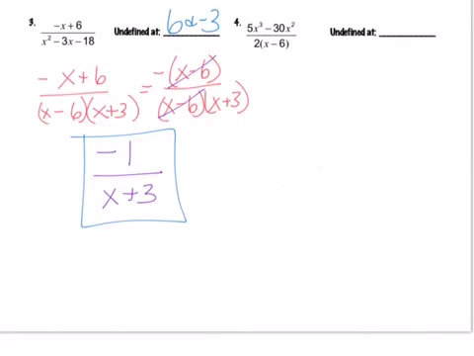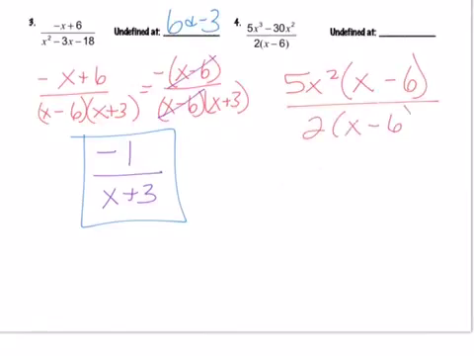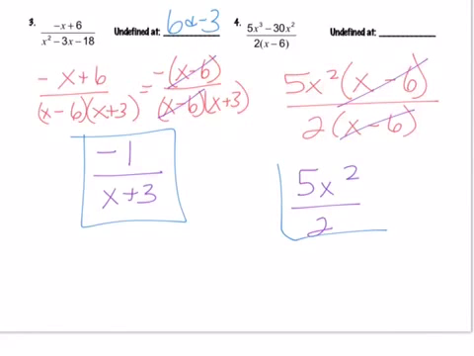Number 4. Again, I'm going to factor, and this one I can take out the GCF, which is 5x squared. So I have just x minus 6 all over 2 times x minus 6. And I'm so excited because I can cancel. Yay! I can't cancel anything else here because they don't reduce. So my answer is 5x squared all over 2. If you have 2.5 x squared, that would be fine too, but you can leave it just like this and it's going to be great.